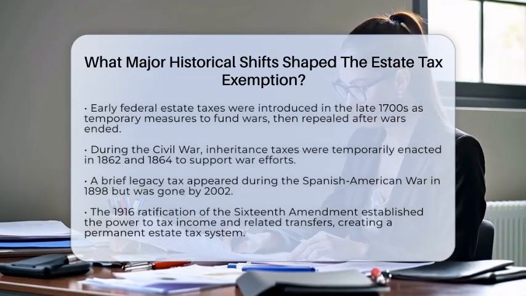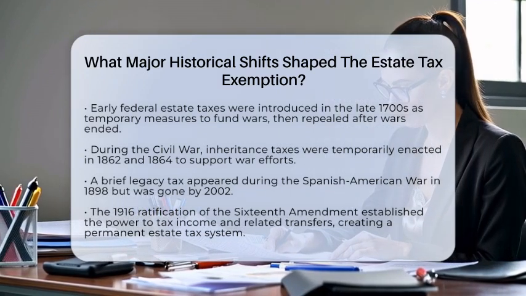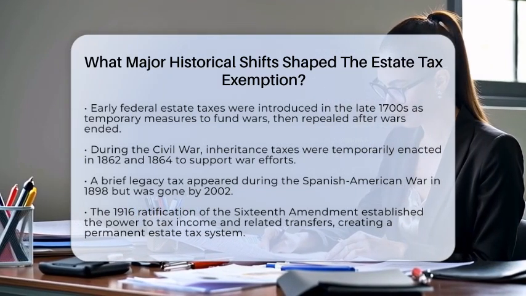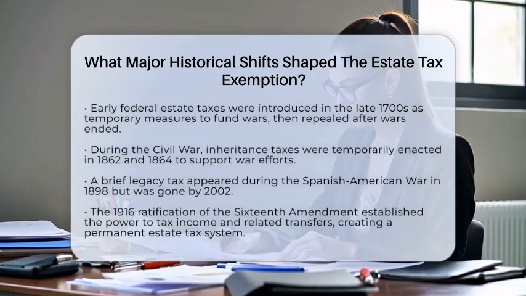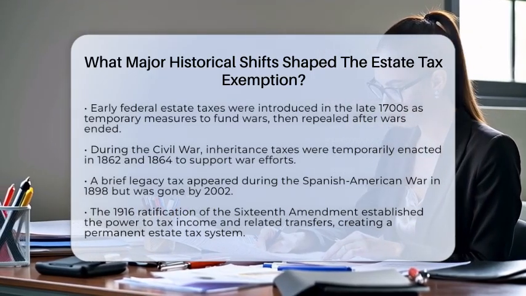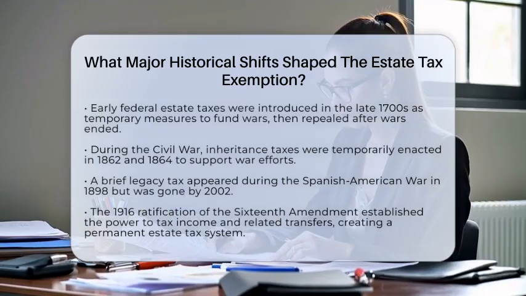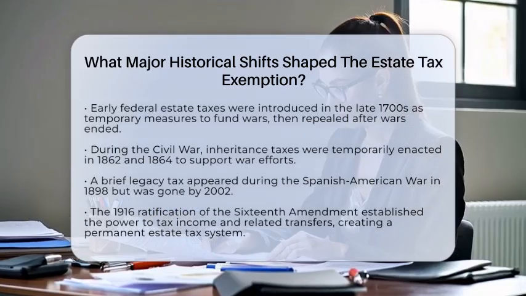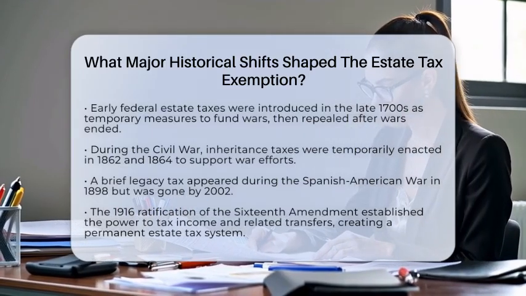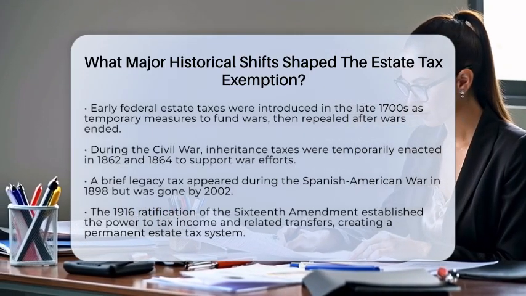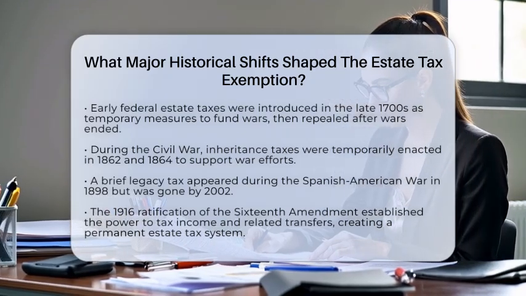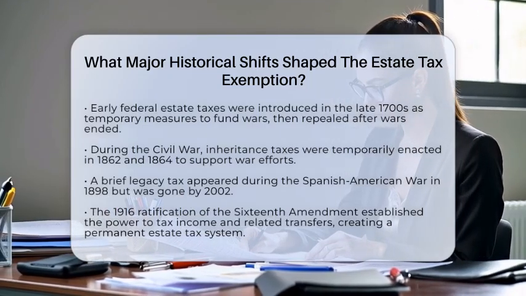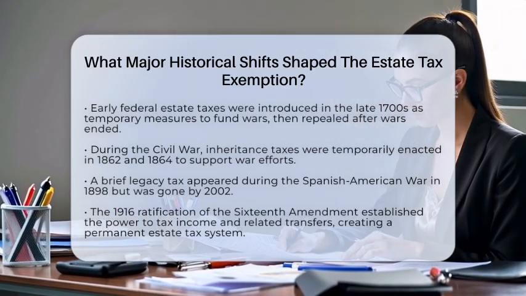Back in the late 1700s, the first federal estate taxes were just temporary tools. They were created to help fund wars, like the naval war against France in 1797. These taxes were repealed once the wars ended. During the Civil War, in 1862 and again in 1864, inheritance taxes were introduced to raise money for the war effort. But after the war, they were repealed again. In 1898, a federal legacy tax appeared briefly during the Spanish-American War, but it was gone by 2002.